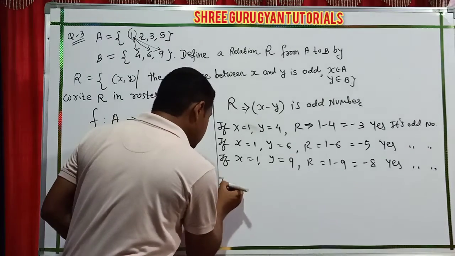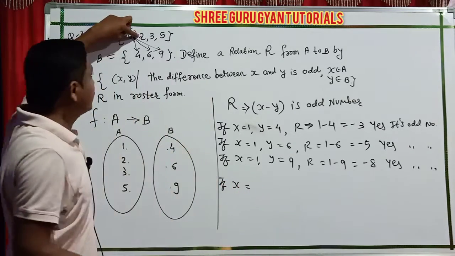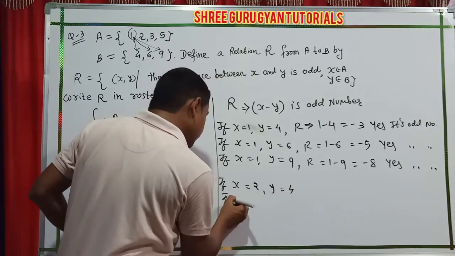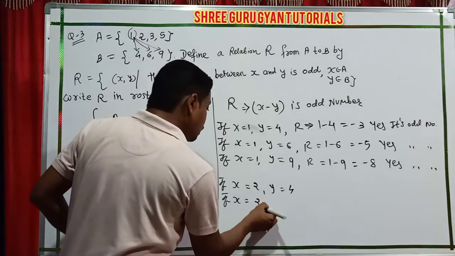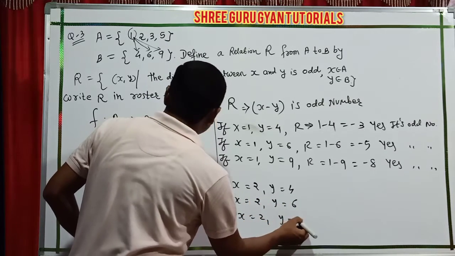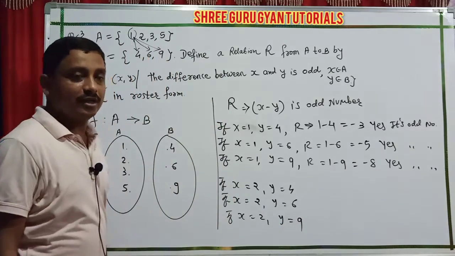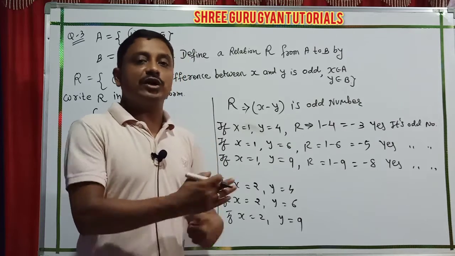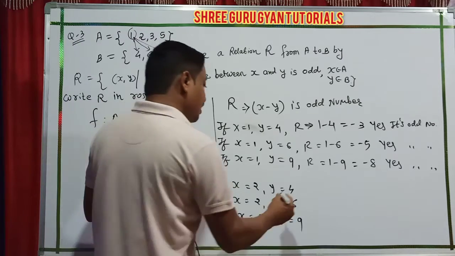Continue, students. Now if x is equal to 2, I start from 2. Y is the same, 4. If x is 2, y is 6. And if x is equal to 2, y is 9. Yes students, after that I take the odd numbers in the relations one by one. So what is the value here for relation R?